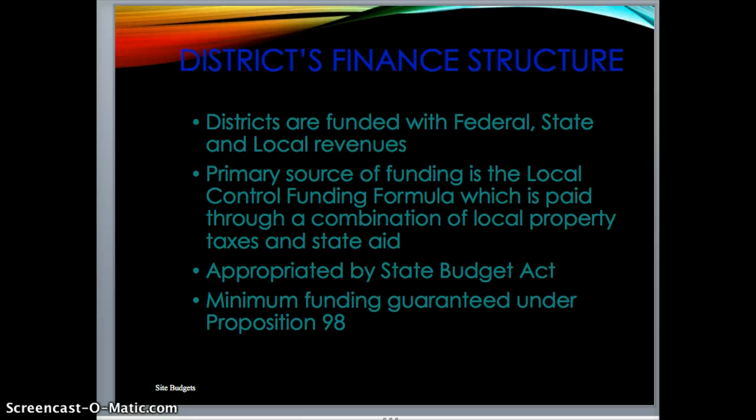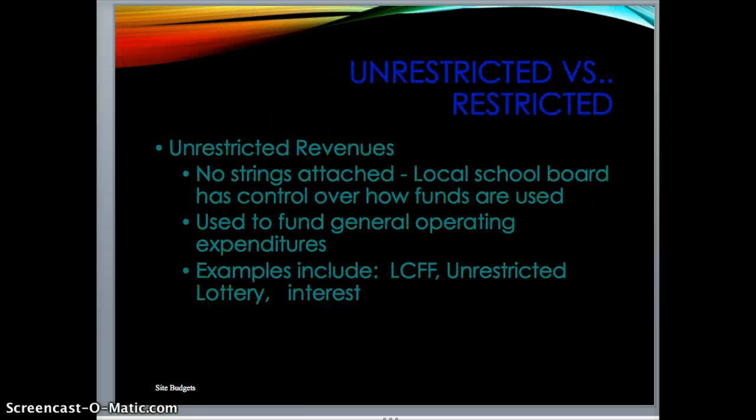So districts, thus school sites, are funded with federal, state, and local dollars. You should know that from your reading by now. The primary source of funding for school districts in California is going to be the Local Control Funding Formula, which is going to be paid through a combination of local property taxes and state aid. And generally, the amounts are appropriated every year in the state budget. And you know from your reading that there is a minimum funding guarantee that was passed under Prop 98.